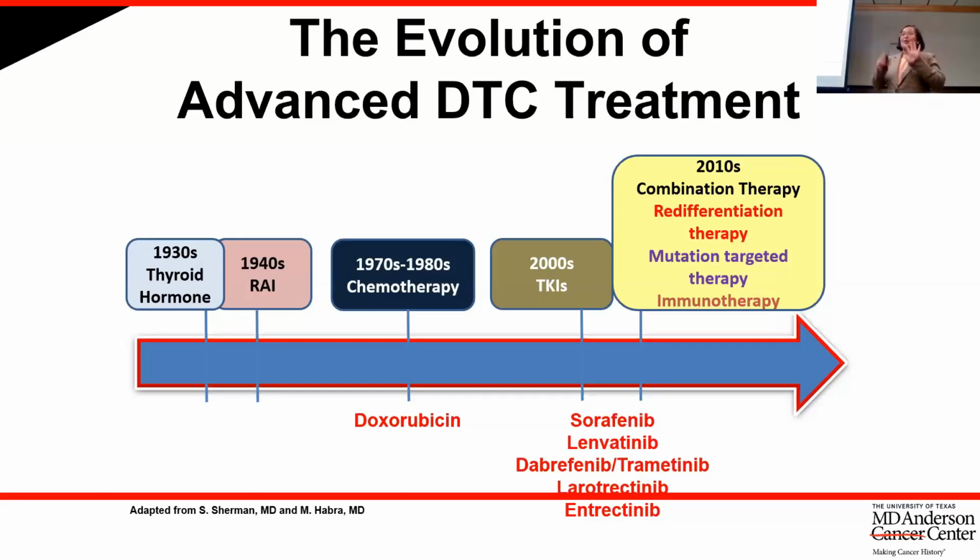Remember the busy picture I showed you with all the mutations earlier? That's what runs in our head, because we now actually have treatments targeting those mutations and fusions. And why is it important? Because they don't have as many side effects as doxorubicin has, or for that matter, even as sorafenib has. So that's what's important to understand. What can we help our patients with? What are the targets we should look for? Because there are drugs available. And then we are also looking at combination therapies, redifferentiation therapies, mutation targeted therapies, and then immunotherapy, the hot topic of the day, right? We don't have much for papillary thyroid cancer just yet, but it's being studied.